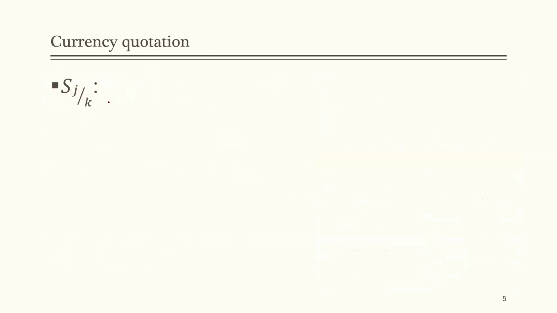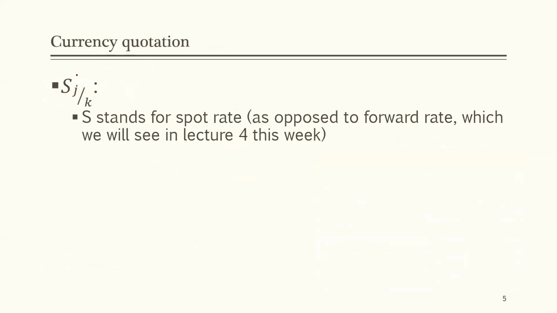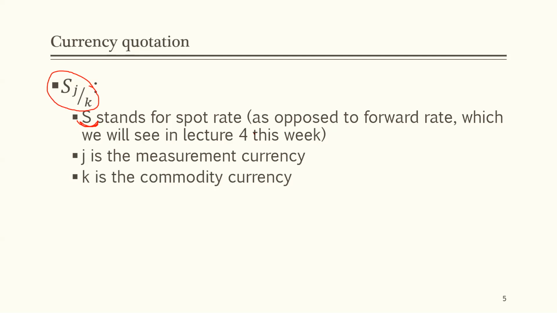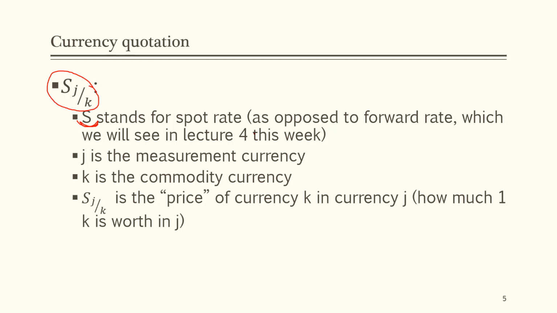Currency quotations. We also talk about different types of terminologies. If we talk about a spot exchange rate between currency J and K, this notation stands for the spot rate. So S is the spot rate as opposed to the forward rate, which we'll talk about in the lecture today. Now J over K is my exchange rate. J here is the measurement currency and K is the commodity currency. So when I interpret S J over K, this is the price of currency K in currency J, or in other words, how much one unit of currency K is worth in J, okay?